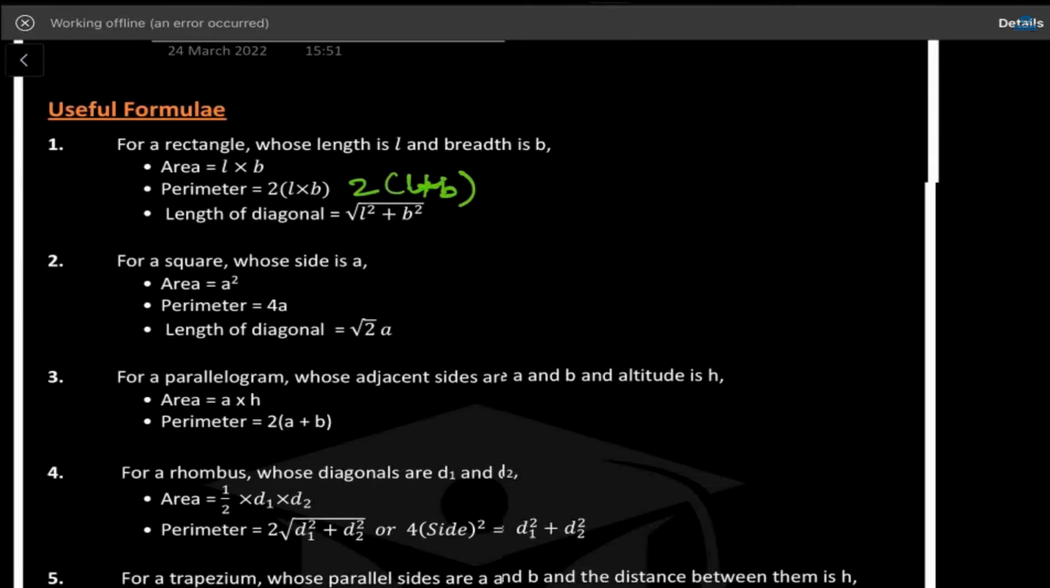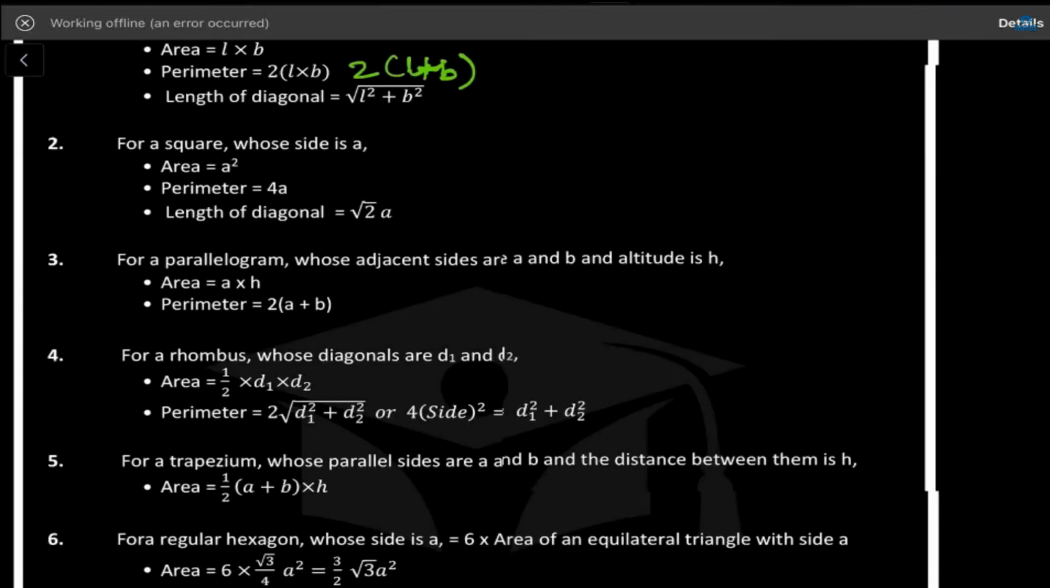Now, for a square whose side is A, its area will be A square. Like we were doing in rectangle, length into breadth, but if the breadth is also the same as the length, it becomes a square, and at that time A into A will give you A square. And perimeter will be the addition of the 4 sides.